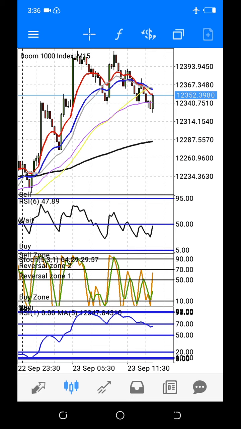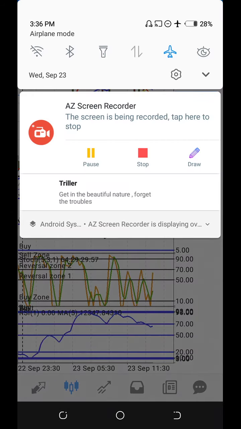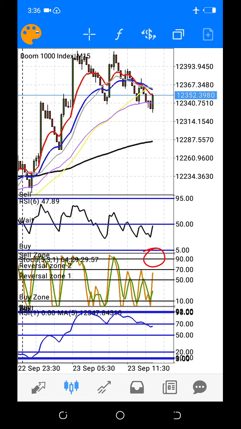Entry point is quite important. And then what about exit? Very key. Now look at exit. For example, you were selling Crash and then the stochastic line moves to 10.